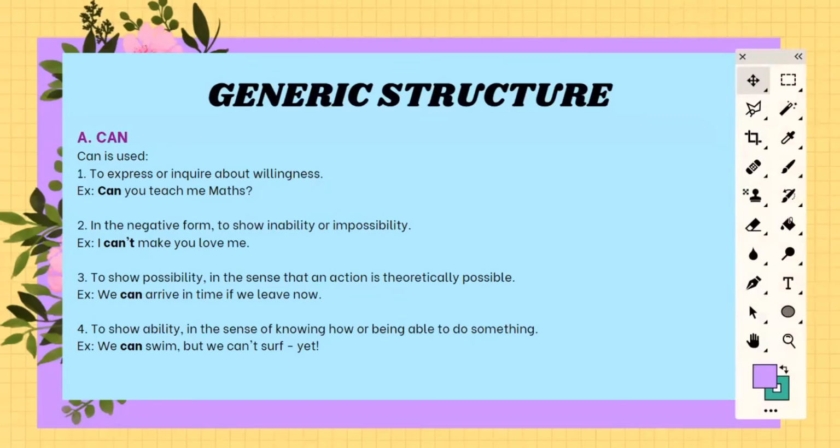Number 3, to show possibility, in the sense that an action is theoretically possible. Example, we can arrive in time if we leave now. Number 4, to show ability, in the sense of knowing how or being able to do something. For example, we can swim, but we can't surf yet.